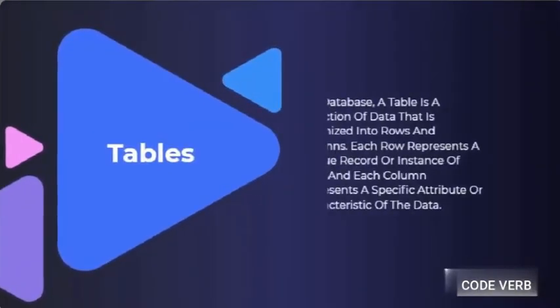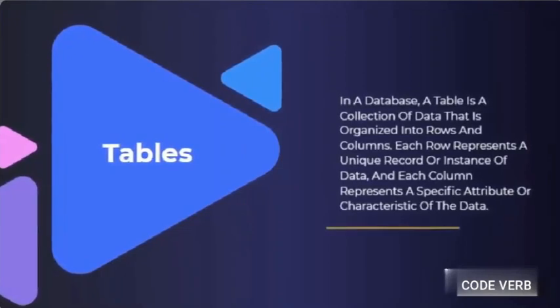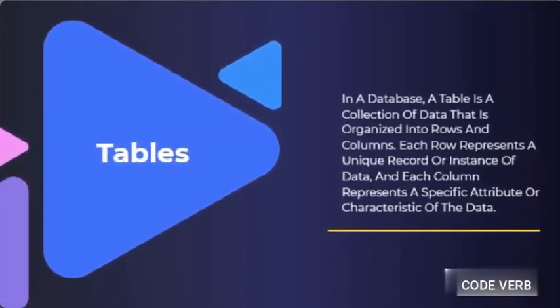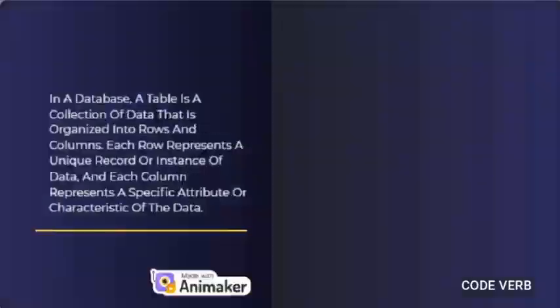In a database, a table is a collection of data that is organized into rows and columns. Each row represents a unique record or instance of data, and each column represents a specific attribute or characteristic of the data.